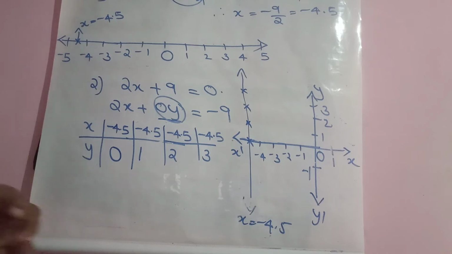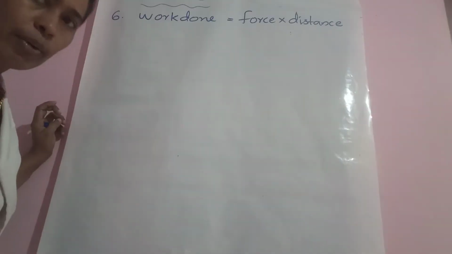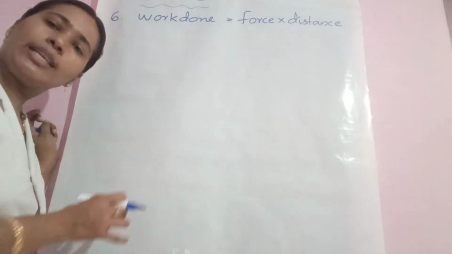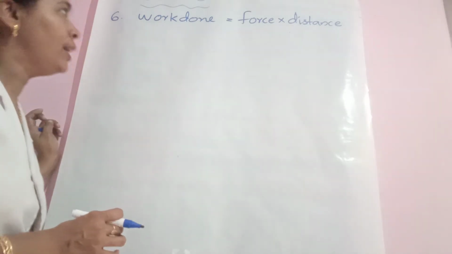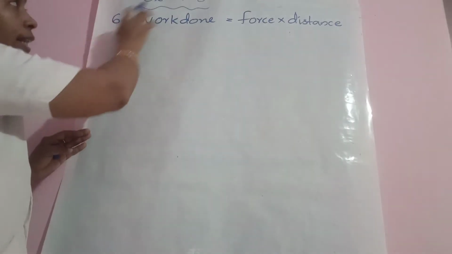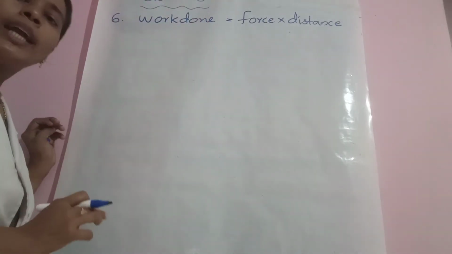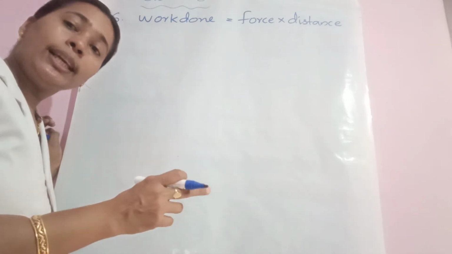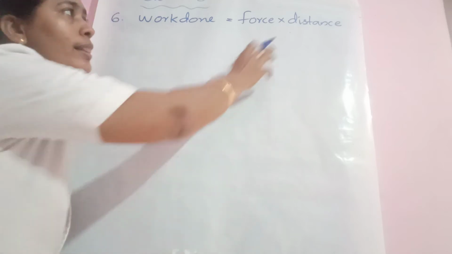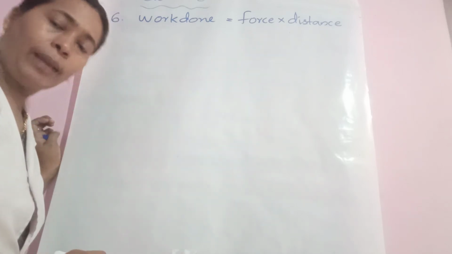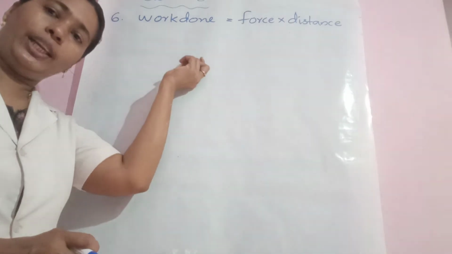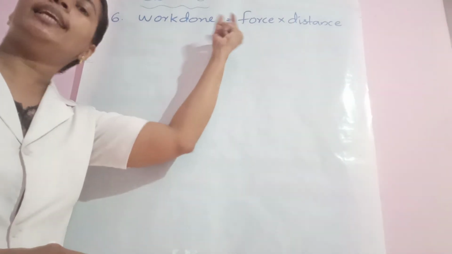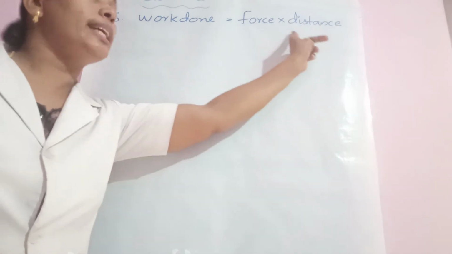Let us move to some other questions. Let us move to our exercise 4.3 itself. Teacher thought that we have completed all the questions, but there are little bit questions remaining to us. 3 questions remain, and they are question number 6 for you. Exercise 4.3, question number 6. In the question it is given that work done by a constant force is directly proportional to the distance travelled by it.